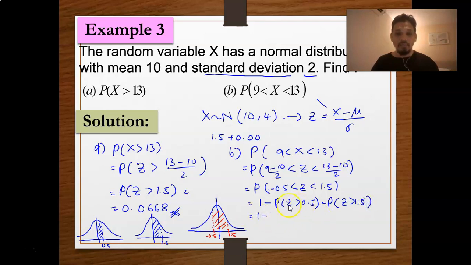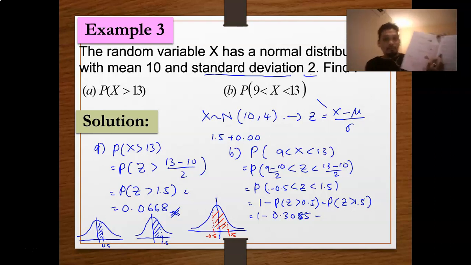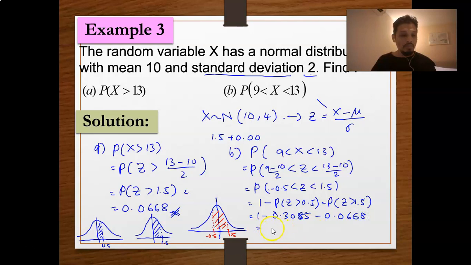So for this one, Z greater than 0.5, find it from here, 0.5 and 0, which is 0.3085. Okay, it is 0.3085 minus the next one here, 1.5 and 0, which is 0.0668. The total of this is equal to 0.6247.